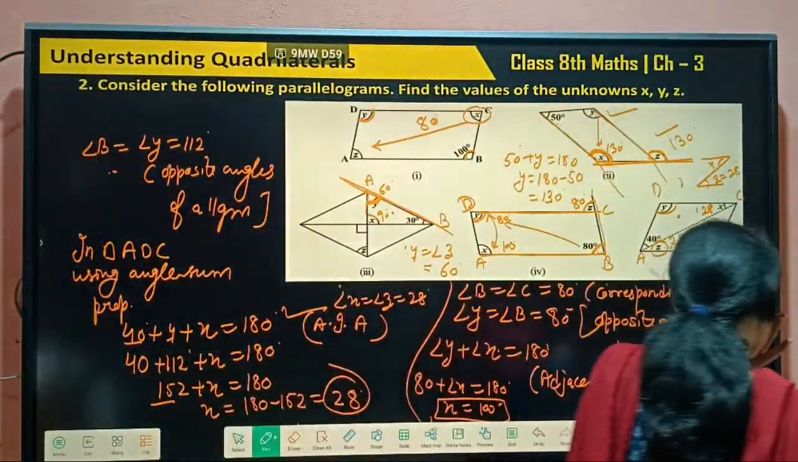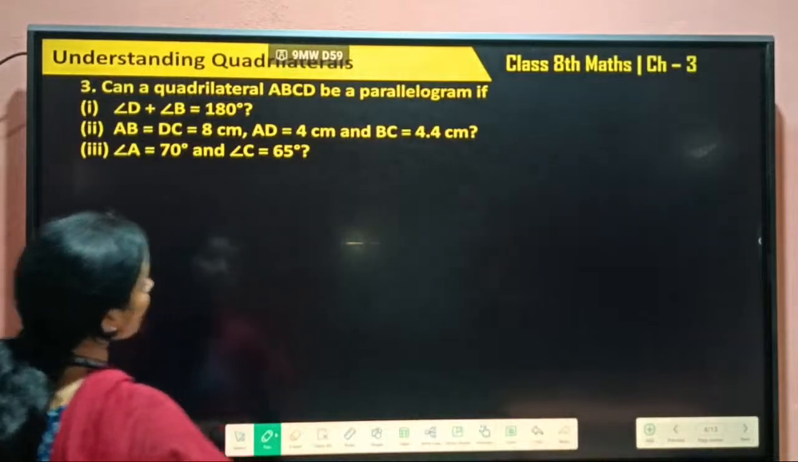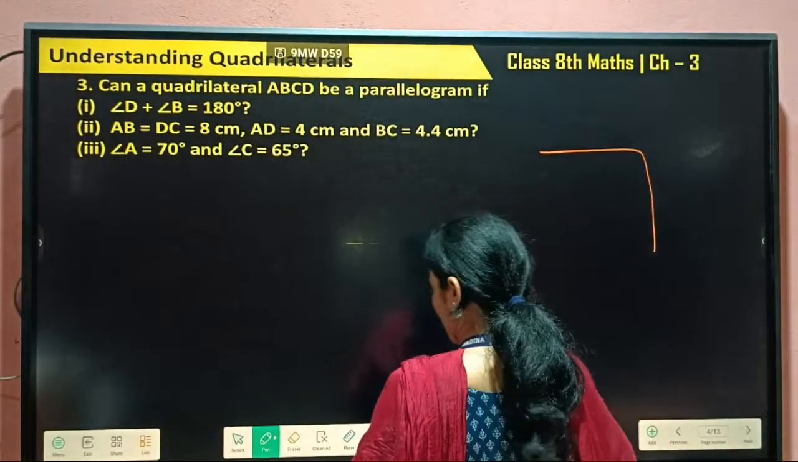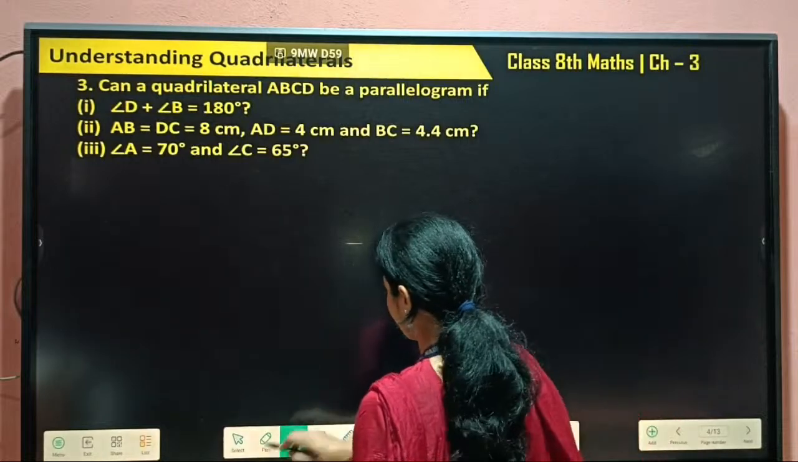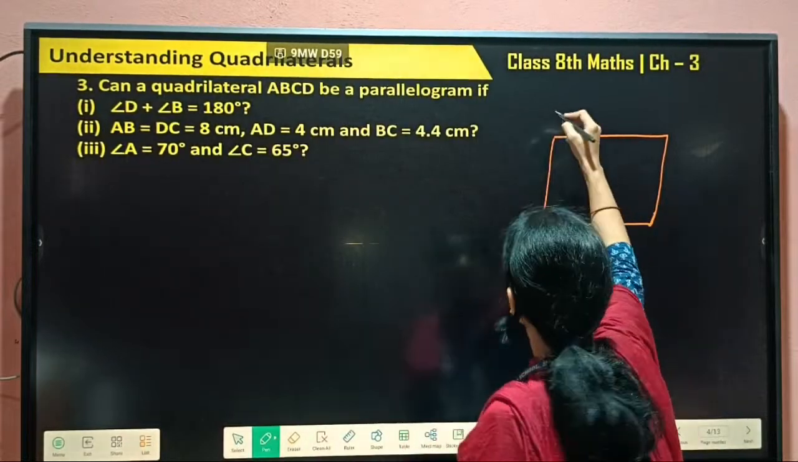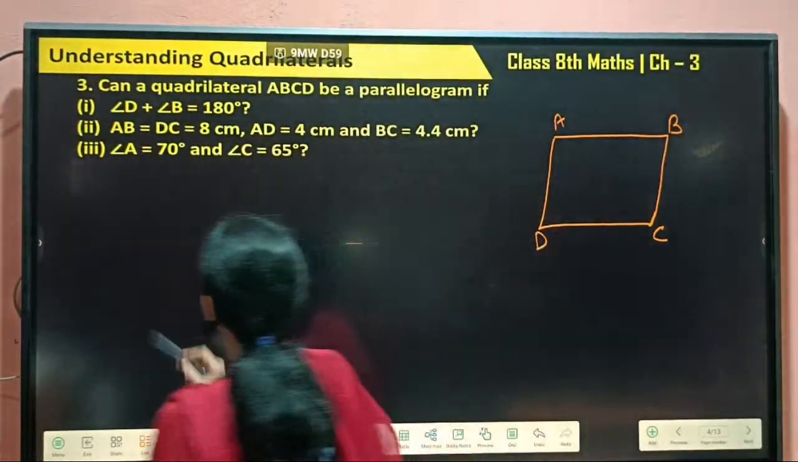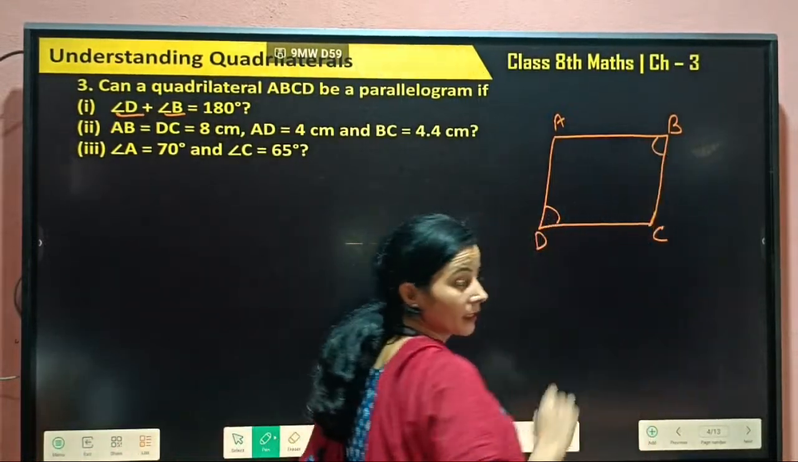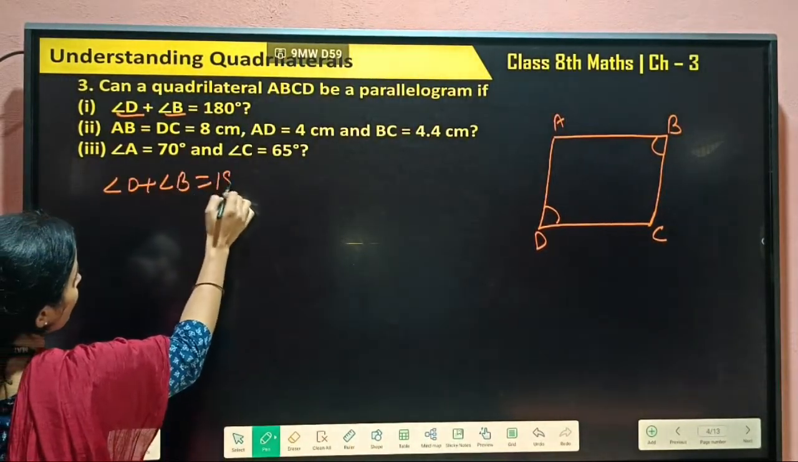Let us do the next question. Next is, can a quadrilateral ABCD be a parallelogram if this condition holds? Draw a quadrilateral, any quadrilateral, A, B, C and D. The sum of angle D and B, the sum of this angle and this angle, is 180 degrees. Angle D plus angle B equals 180 degrees.